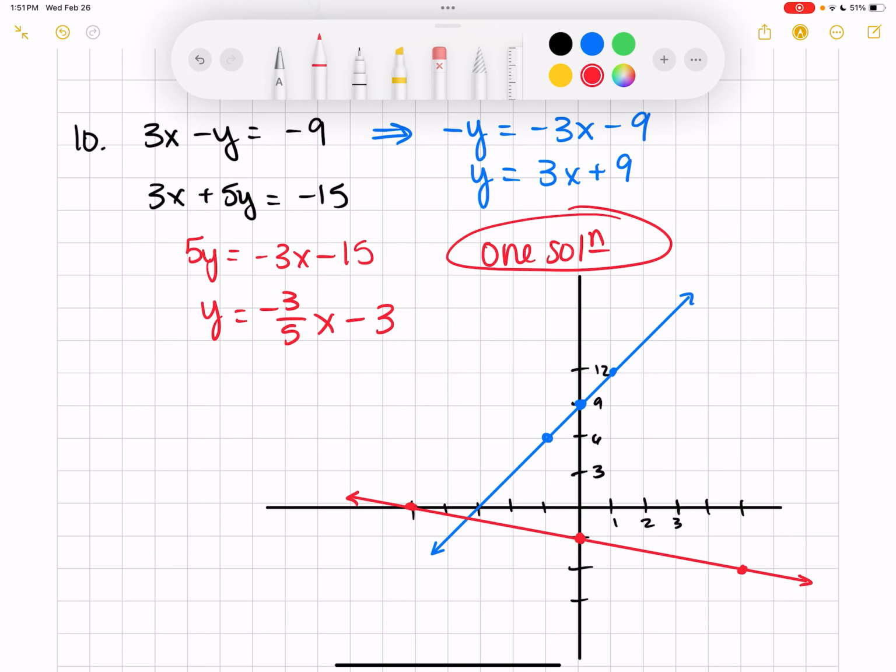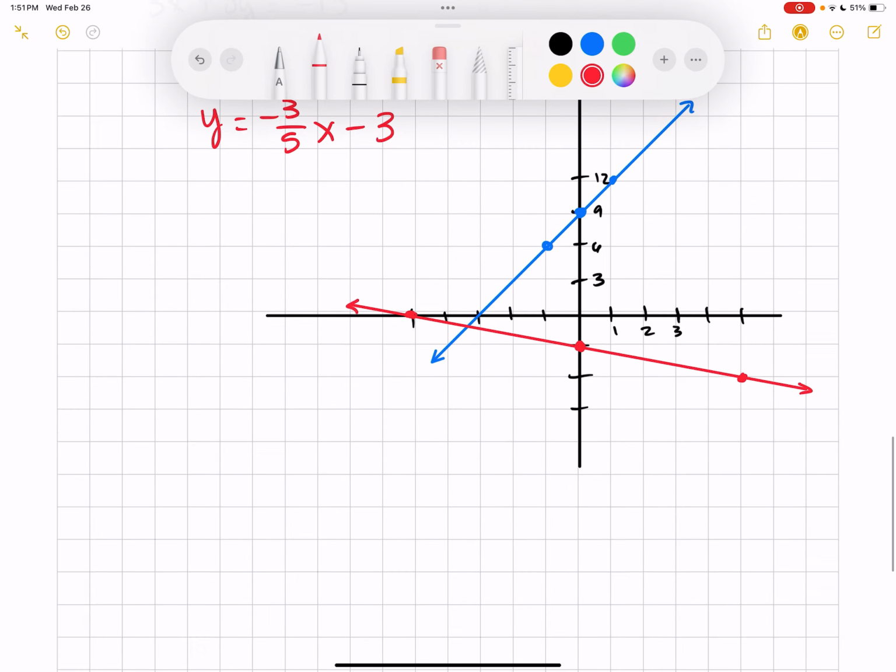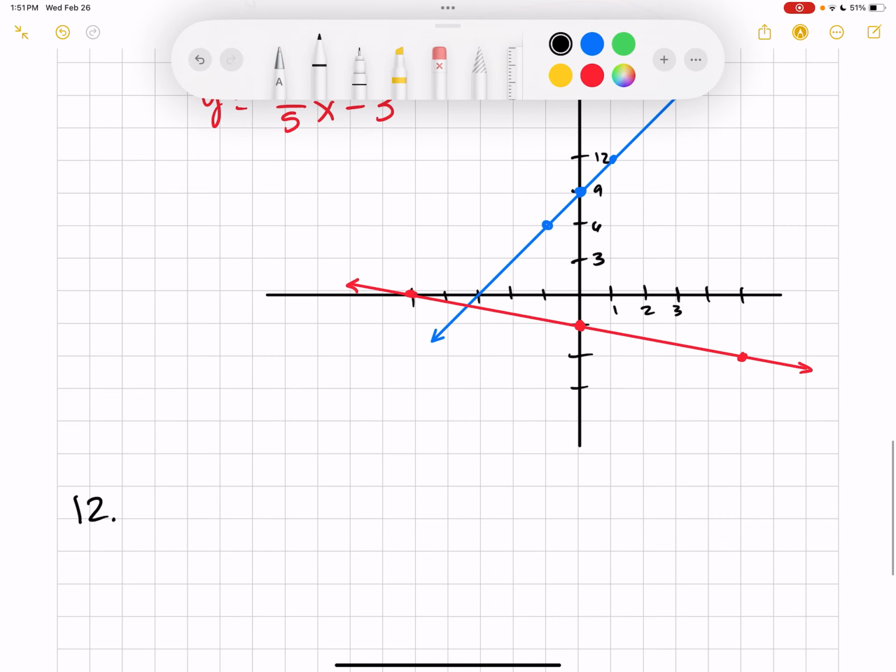All right, one more graphing, and then we'll go to actually just solving them by either substitution or elimination, because honestly that's easier than graphing. So, -9x plus 6y equals 18, and 6x minus 4y equals -12.